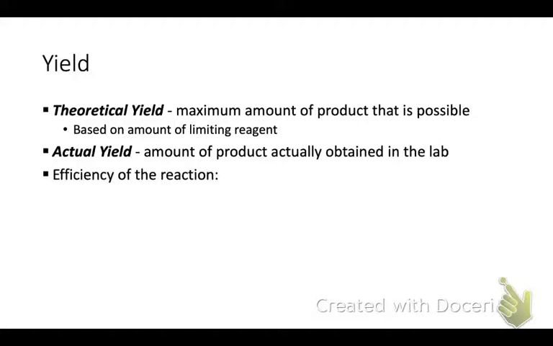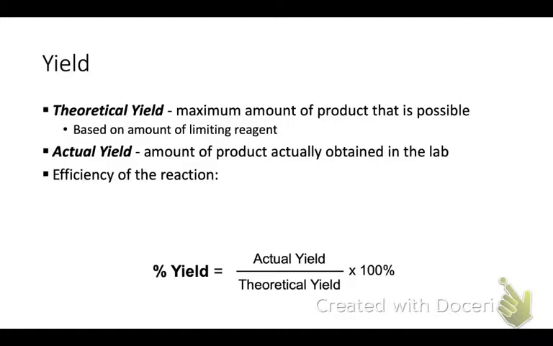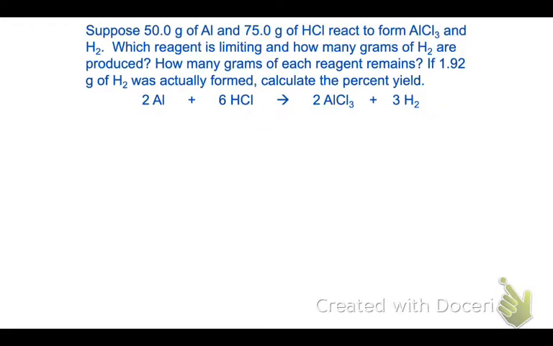The efficiency of the reaction, how well your reaction went, is calculated by what we call the percent yield. Percent yield is the actual yield divided by the theoretical yield, and this is then multiplied by 100%. So how much you got, relative to what you could possibly have gotten, right? And then you multiply this by 100%. The higher the number, the better your reaction outcome.